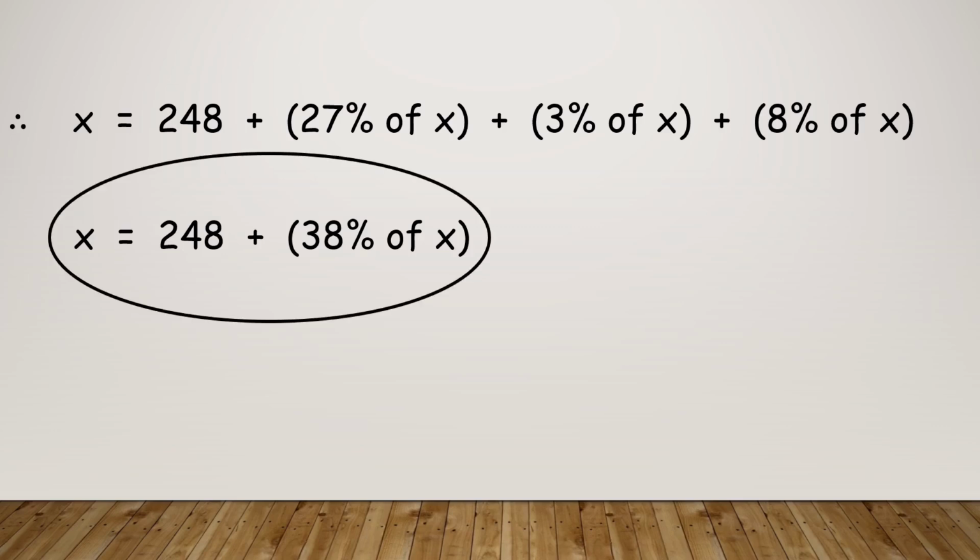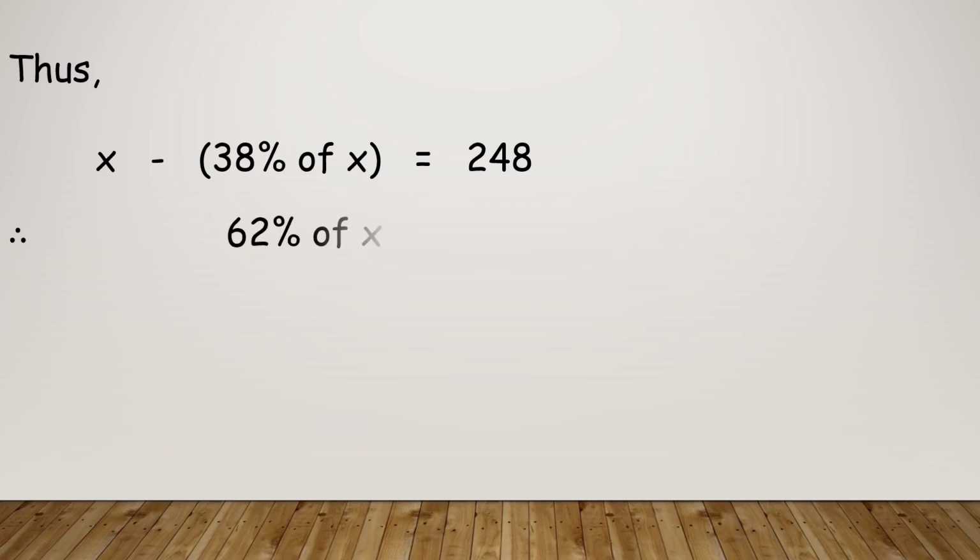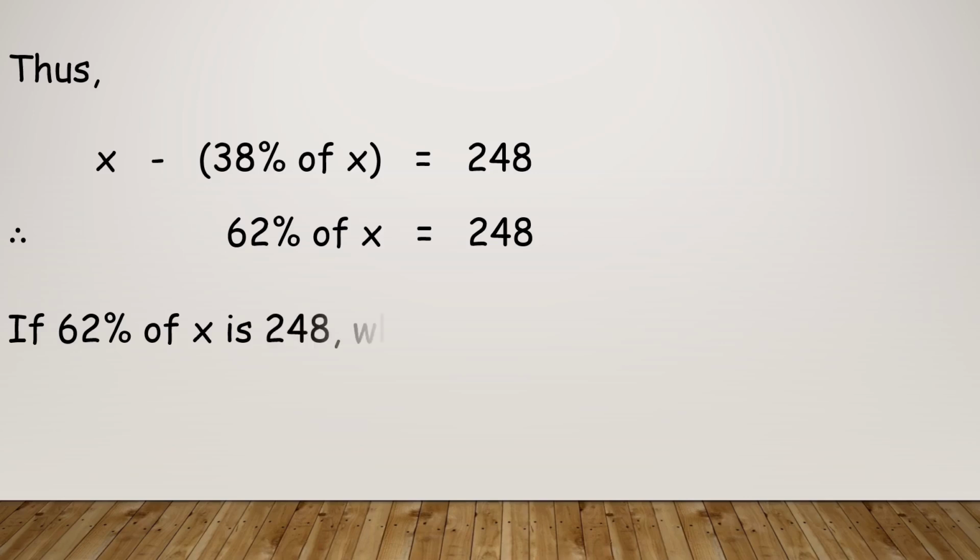This is the mix of percent and numbers that I mentioned in the beginning. To solve this, we subtract 38% of X from both sides. Thus, X minus 38% of X is equal to 248. And therefore 62% of X is equal to 248. So now the question is, if 62% of X is 248, what is X?